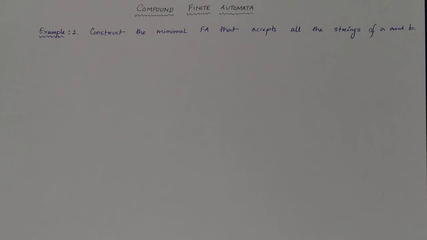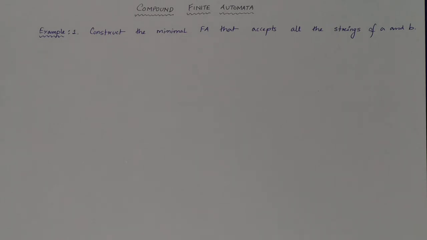Now we will be looking into another concept, where you can find two finite automata combined together into one, and then you have to construct that. That means you can get two different types of languages, and you have to merge those two languages. Generally, we say this is compound finite automata. Let us take three examples for this, and we will let you know how to work on this.